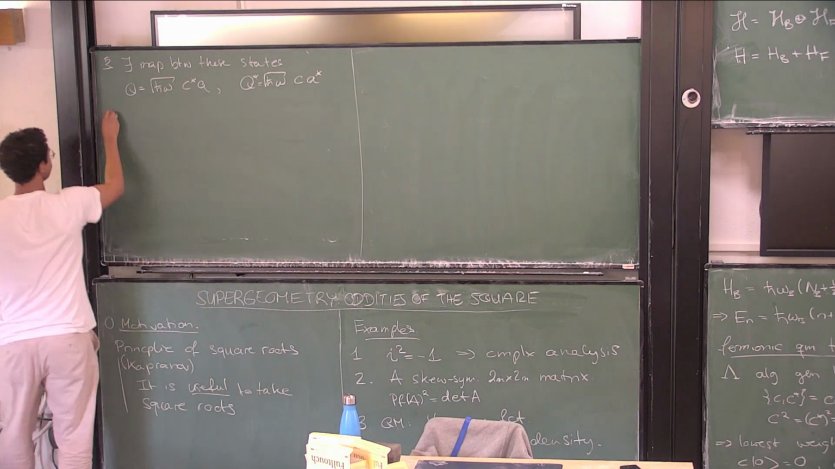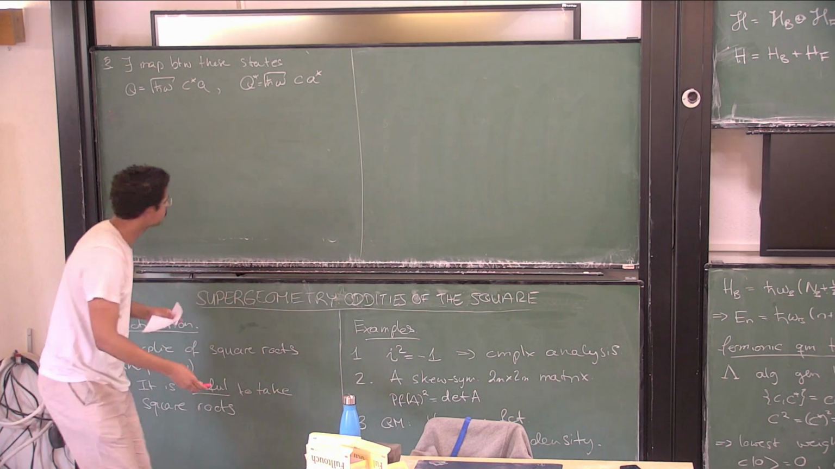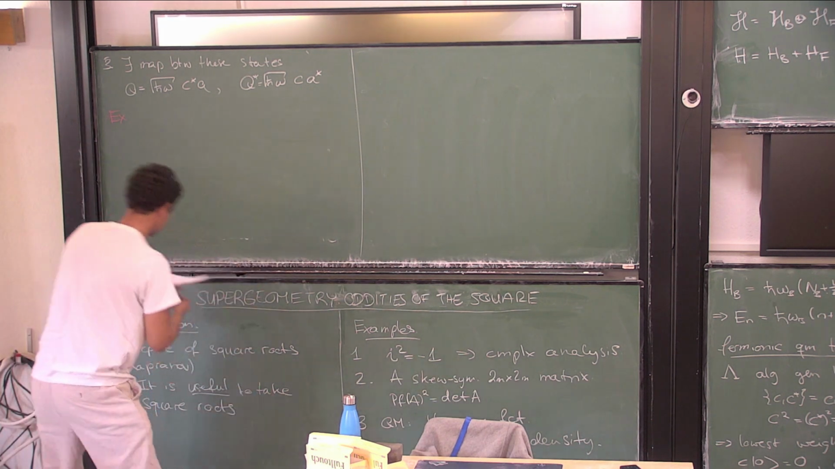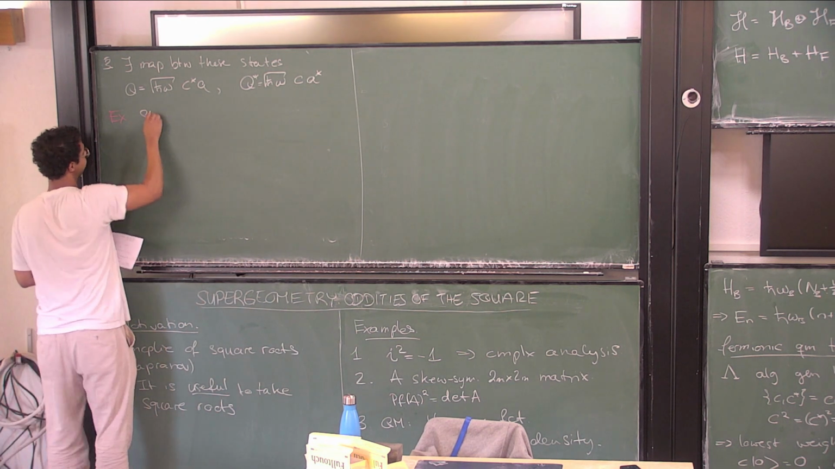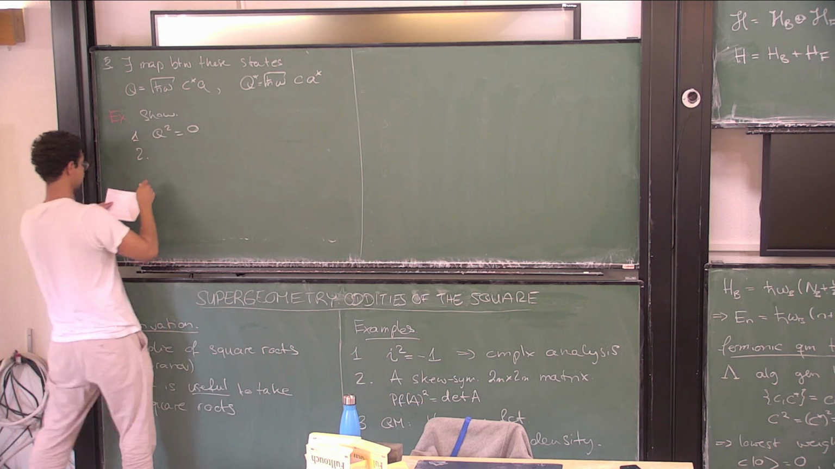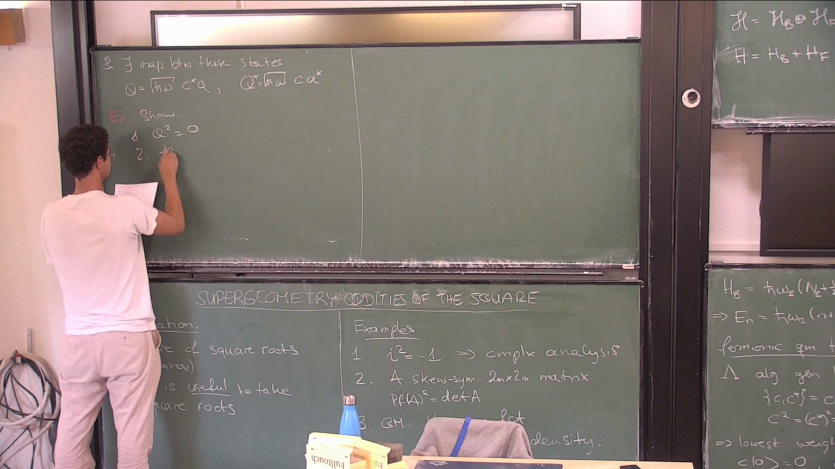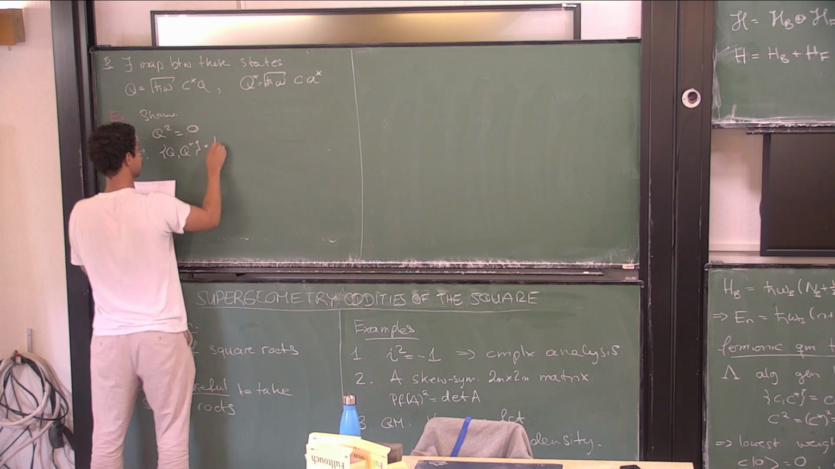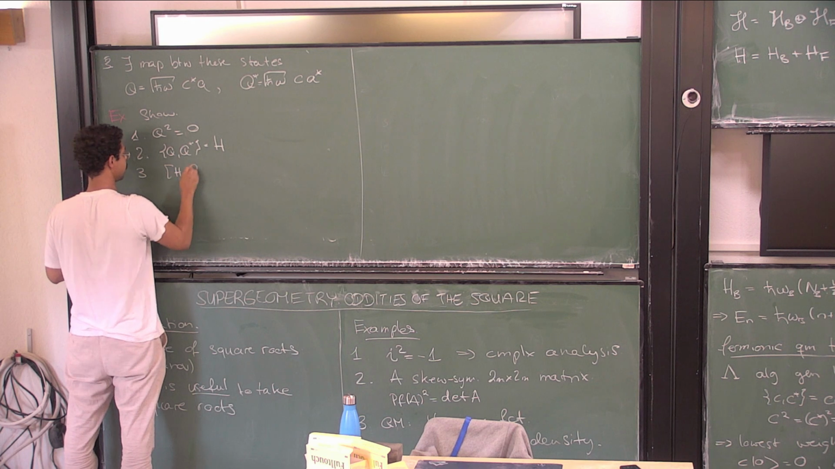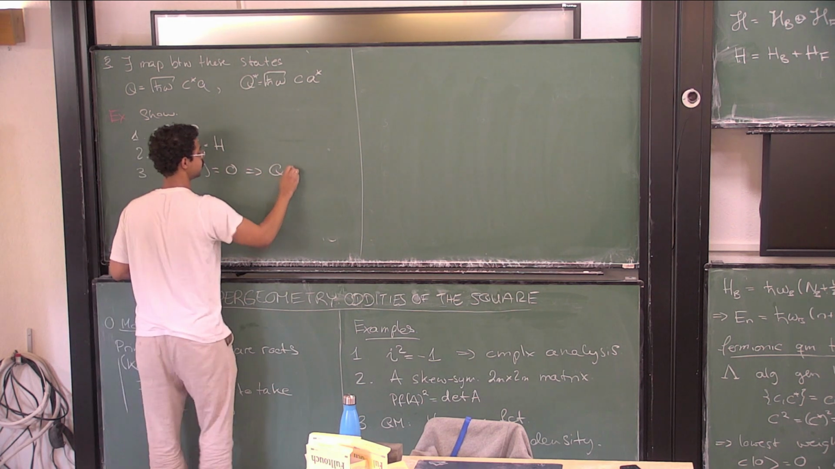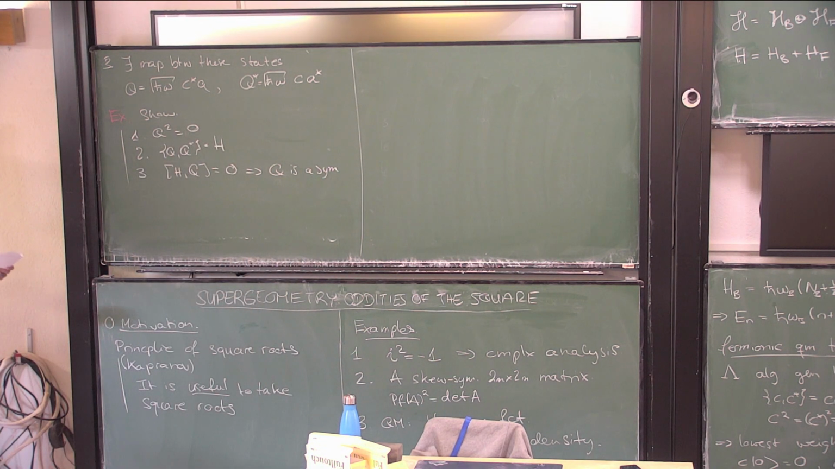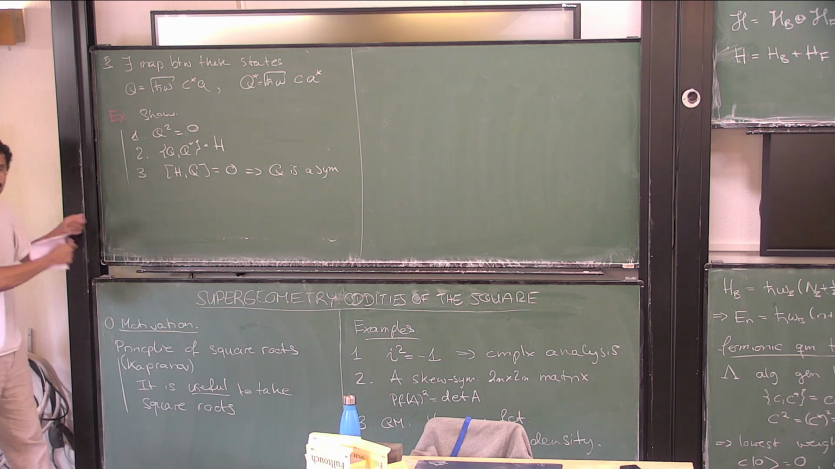Since I talked a lot now, let's do a small exercise. The exercise is the following. Show: first, Q squares to 0. Second, Q star is actually the Hamiltonian. And third, deduce that H and Q commute, which means Q is a symmetry. I'll give you a couple of minutes to see how far you get.